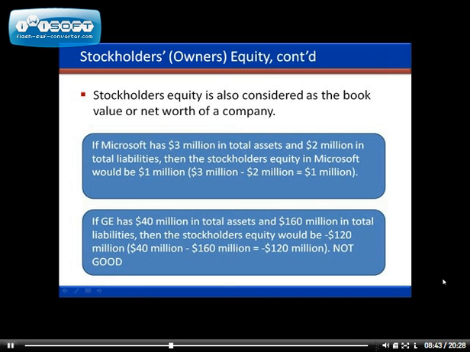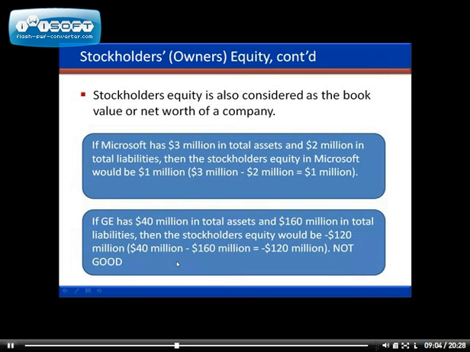So let's look at a couple of examples here. If Microsoft has $3 million in total assets and $2 million in total liabilities, then the stockholders' equity in Microsoft would be $1 million. Basically, I got that from subtracting $2 million from $3 million.